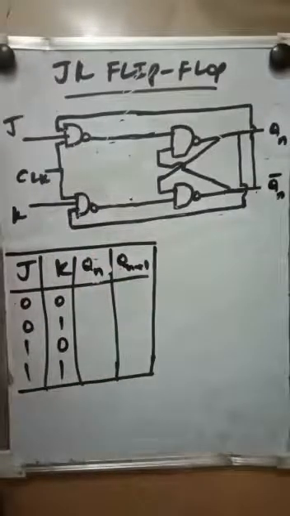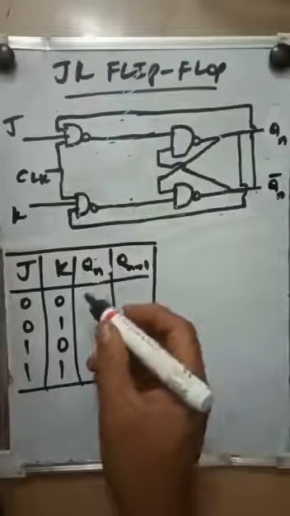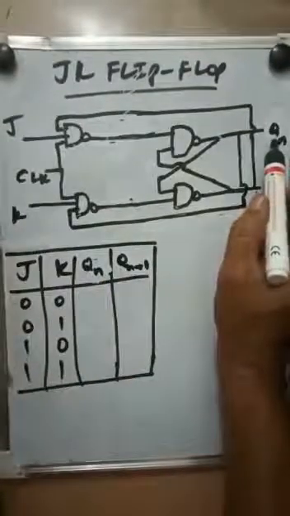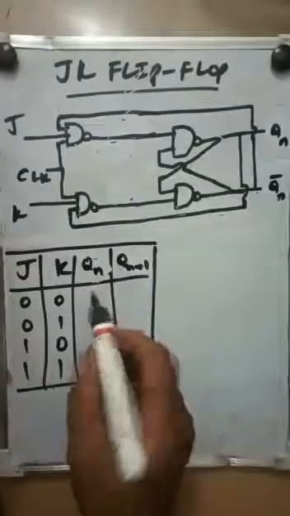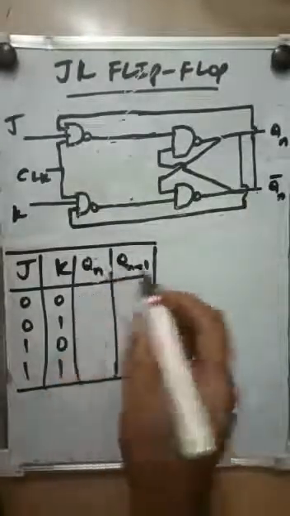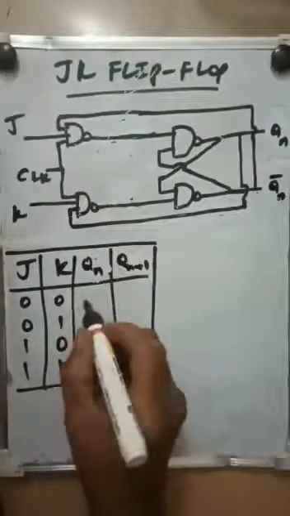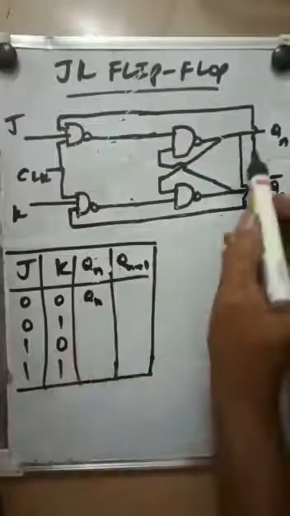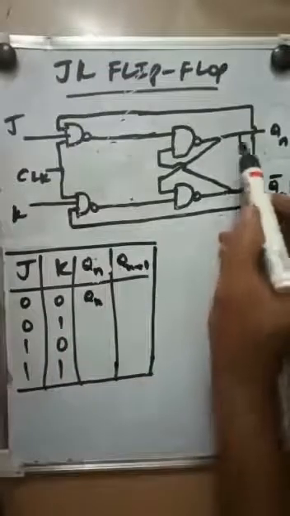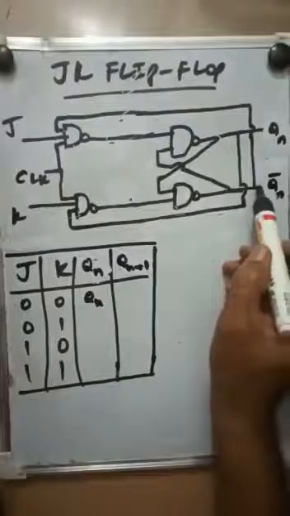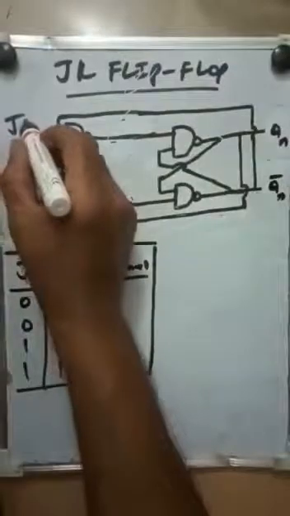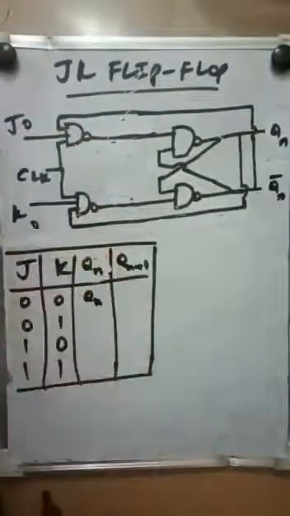Then let us check the equations of this JK flip-flop. Here we don't know the condition of QN, so let it be QN, and this is QN bar. Coming to QN, the first inputs are J equals 0 and K equals 0.